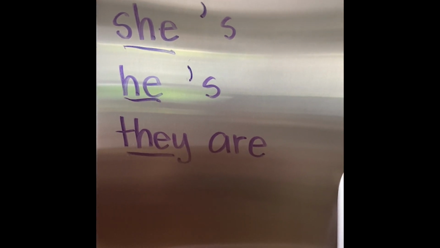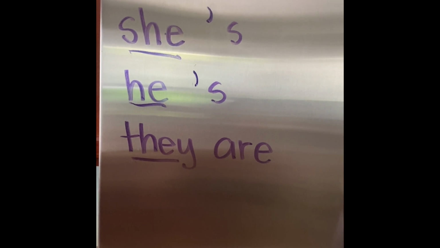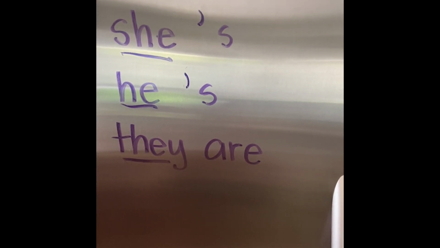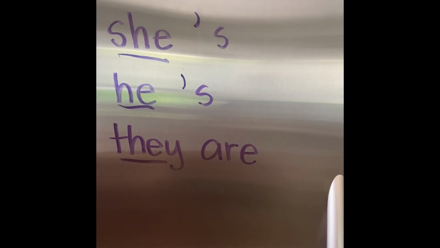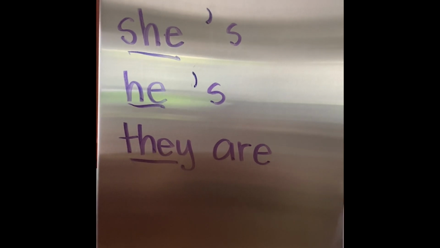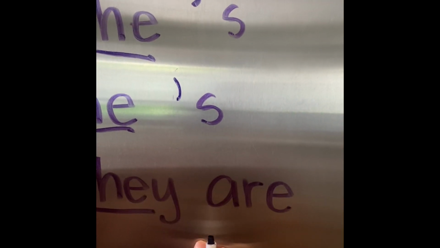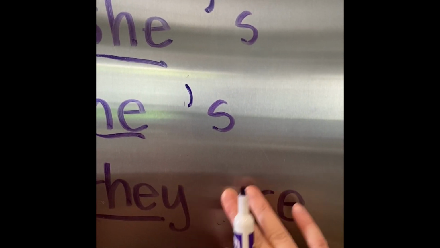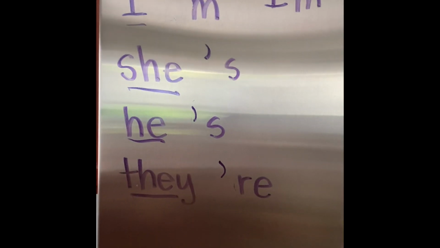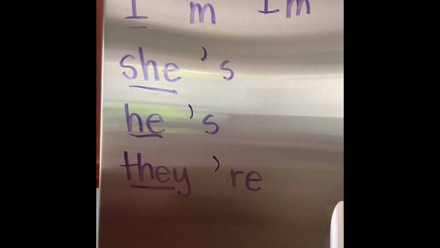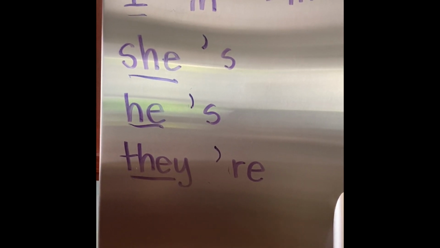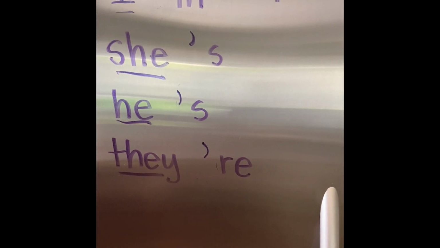Now let's look at the last one. They are. They are ready to watch the movie. How do we turn that one into a contraction? They, take off the A, add an apostrophe, are. Here are our new words. I'm, she's, he's, they're, using the pronouns I, she, he, and they.